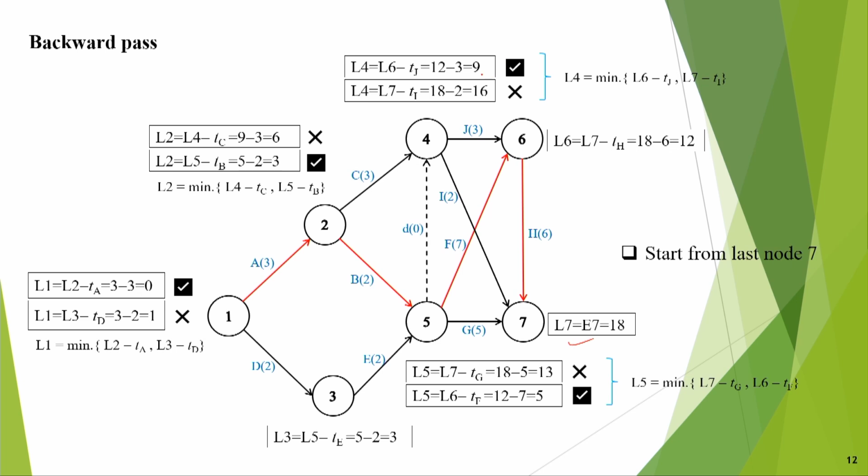So, you have to take the 9 one. And in this activity, when you come to node 5, you have to say that 2 arrows are coming out. So, for L7 minus T, you see 18 minus 5 is equal to 13, and also 12 minus 7 is equal to 5, because L6 is 12 and this duration is 7, and this one is also going out to the 4th.